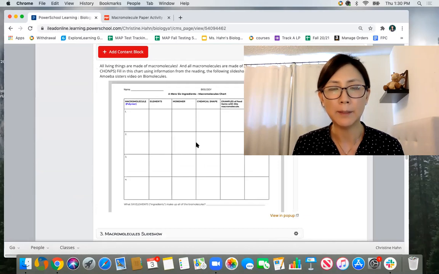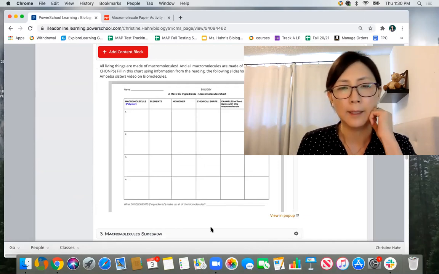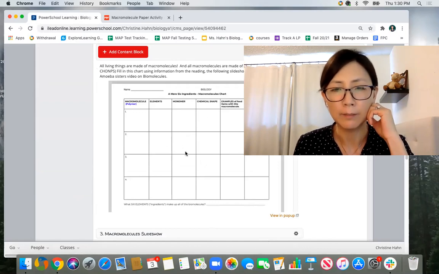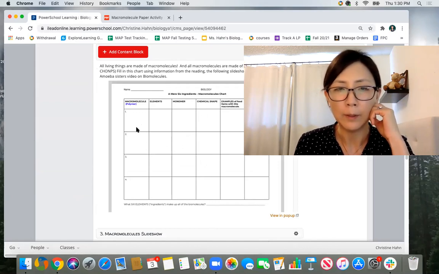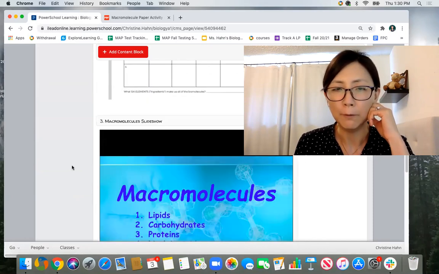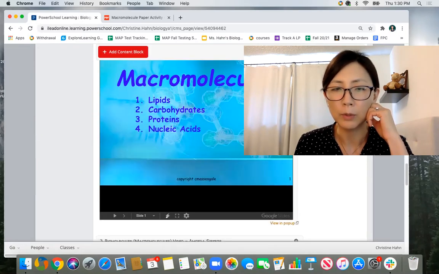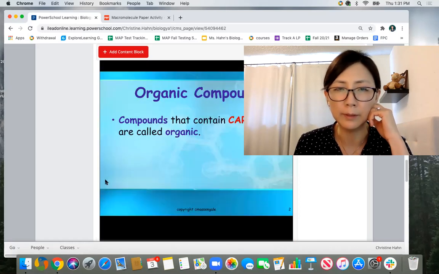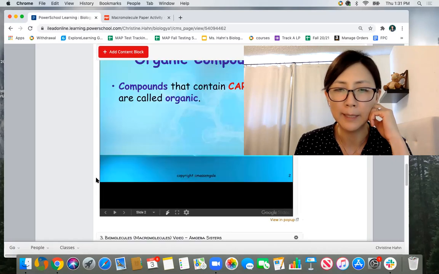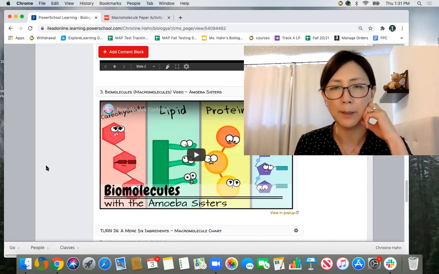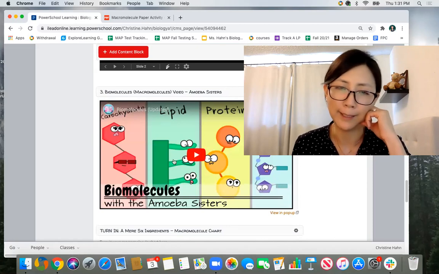The last assignment on the macromolecules basics is going to be this chart. And you're just going to fill in this chart with the information that you know so far. If you need a quick reference, you can look at this slideshow, which goes through each one. So it goes through the carbs, proteins, and lipids. And then this is a great video with the Amoeba Sisters. They go over biomolecules in their cute little way with the cartoons and everything.